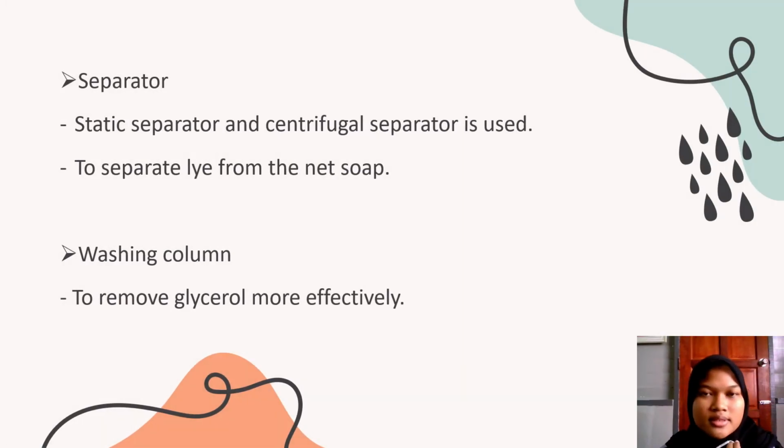The next equipment is the separator. For the separator, a static separator and a centrifugal separator are used in soap production, and the purpose is to separate lye from the neat soap. Next is the washing column. The washing column is used to remove glycerol more effectively, since we want the soap only.